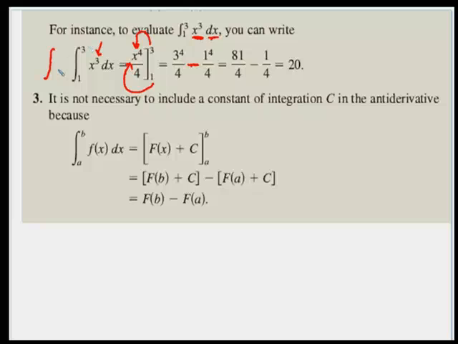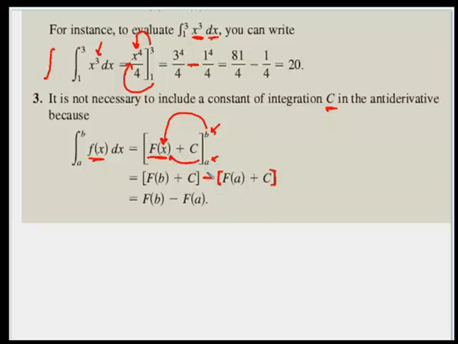Now you might wonder, when we took the indefinite integral, we had a plus c. We created a constant out of thin air, because the indefinite integral was a family of functions. It is not necessary to include that constant of integration c in the antiderivative, because when we take the antiderivative of f of x, we got capital F of x plus c, and then our limits were from a to b. When we plug our upper limit in, we would get F of b plus c, and then minus, in parentheses, our grouping symbols, run the lower limit through, F of a plus c.